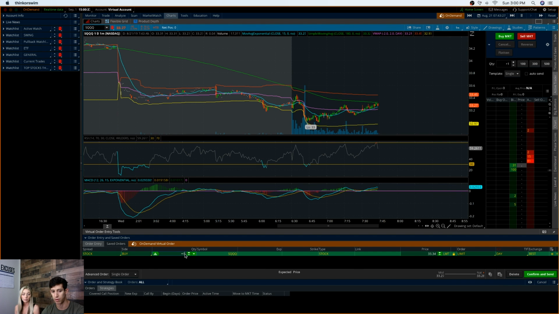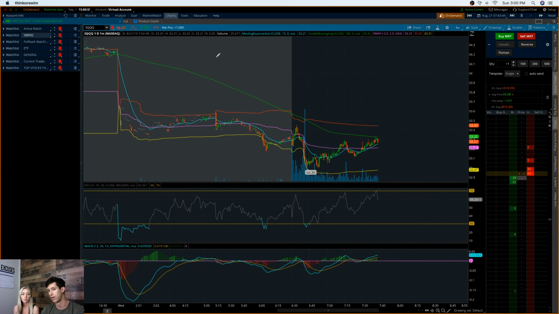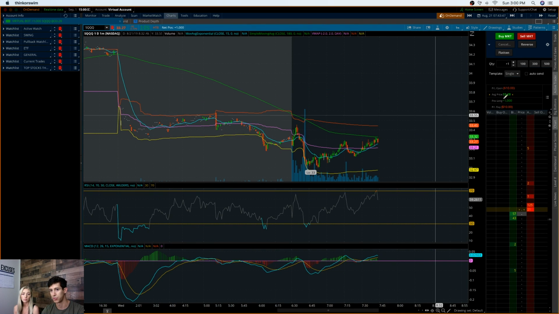Let's say I want to buy 1,000 shares of SQQQ, which means that when the market goes up, this thing goes down. When the market goes down, this thing goes up. So it's like the inverse ETF for the overall NASDAQ. Let's say I want to buy at that with a market order. I can confirm and send, and it will get filled. So this is pretty much what I have going on now.